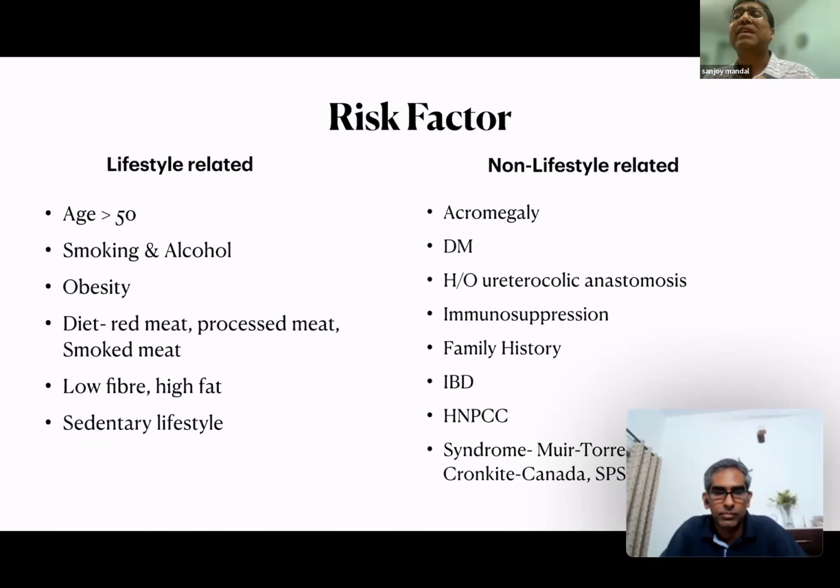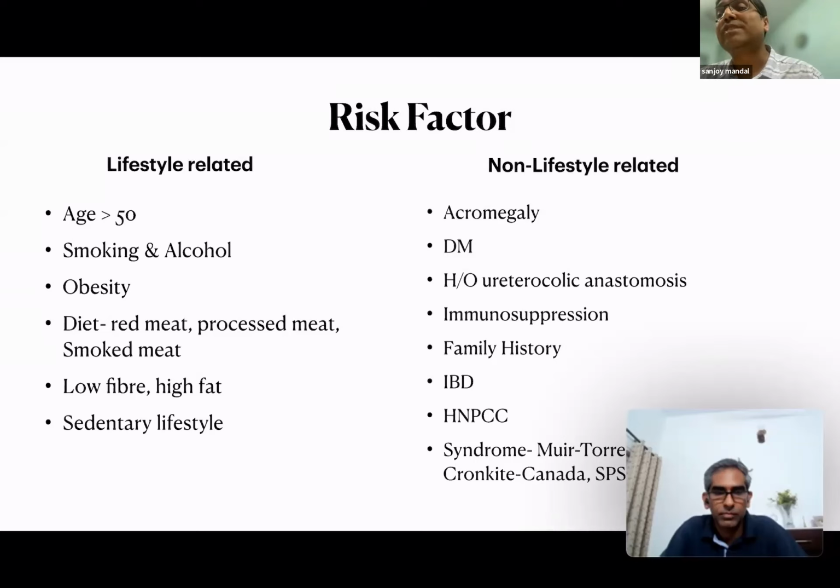Now, a bit about the risk factors. Essentially two types: lifestyle related and non-lifestyle related. In the lifestyle related, you have age, smoking, obesity, diet, and sedentary lifestyle. In the non-lifestyle related, you have things like acromegaly or diabetes mellitus, and patients who have had ureterocolonic anastomosis. All these patients would have increased predisposition to colon cancer. People who are immunosuppressed following cancer or following transplantation.